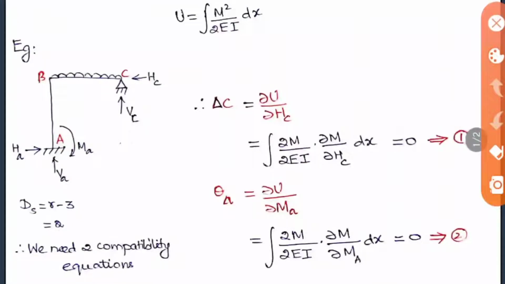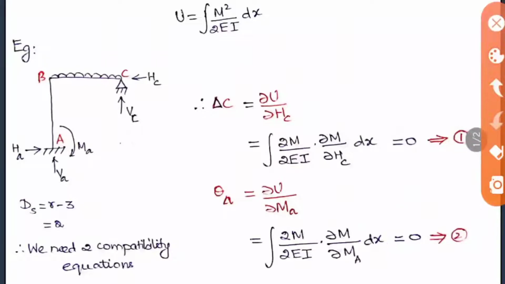Okay, so the first step is to find the static indeterminacy of the structure. Here the static indeterminacy is r minus 3 only, because there is no closed loop. So the internal degree of static indeterminacy will be 0, and only r minus 3 will be there. So r is 1, 2, 3, 4, 5. So 5 minus 3 is equal to 2. It means that we need two compatibility equations.